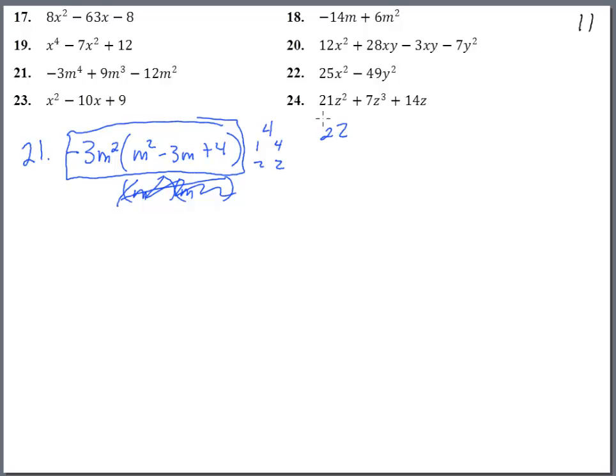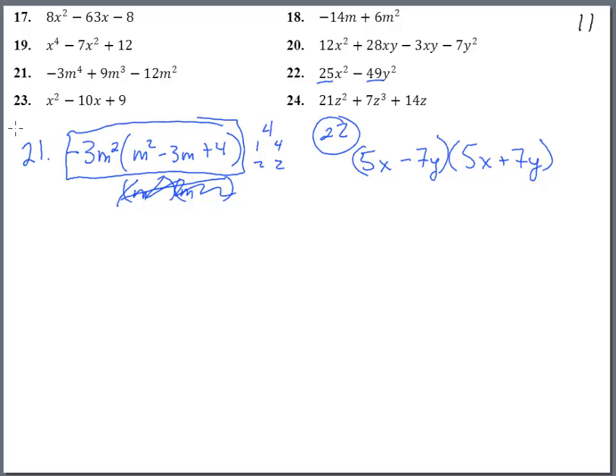Number 22. 25x squared minus 49y squared. Nothing common. This has y's, that has x's. This has 5 and 5 and 7 and 7. So there's nothing common. This is a binomial and a subtraction of things that are, oh, look at that, perfect squares. So this is 5x times 5x, which gives you 25x squared, and 7y. So 5x minus 7y and 5x plus 7y. There are our conjugates to give us a difference of squares.